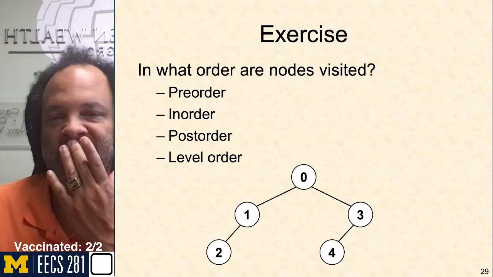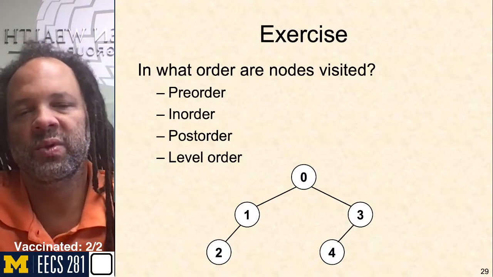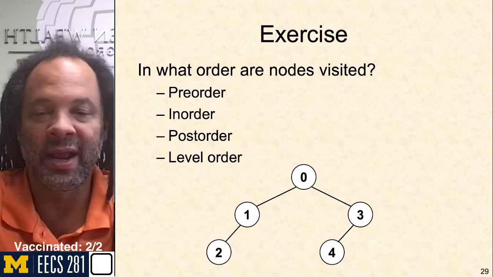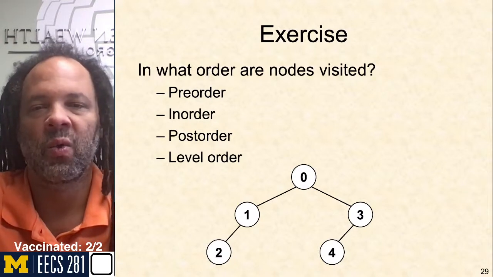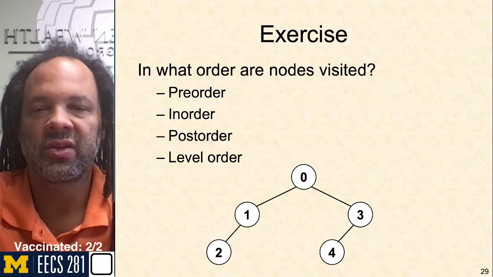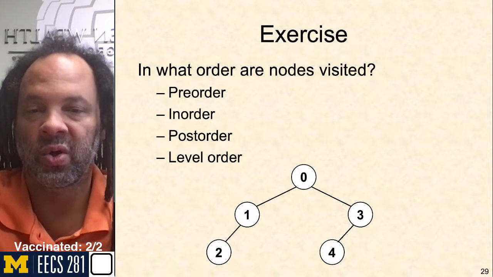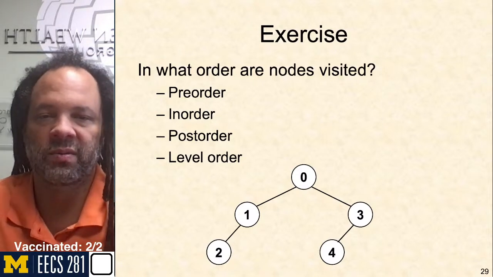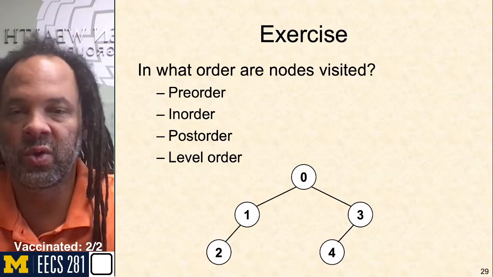So let's try these and see if, given this tree here, we've got 0 at the root, its 2 children, 1 and 3, and then 1 has a left child of 2, 3 has a left child of 4. And the question is, what are the order of nodes visited using these 4 traversals? Pre-order, in-order, post-order, and level order. So in the pre-order traversal, remember, you process the node before you look to its children.